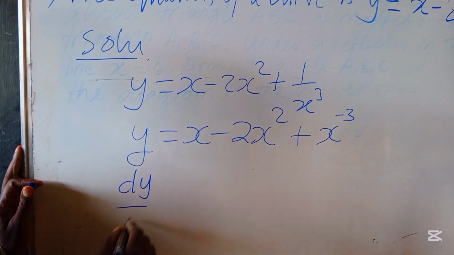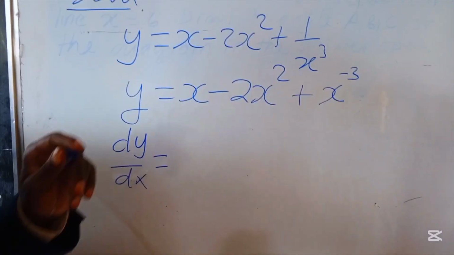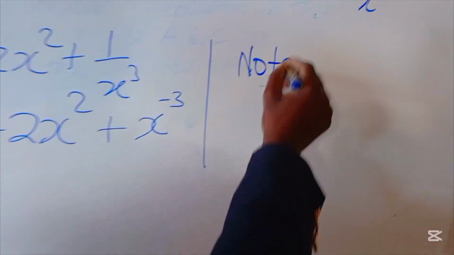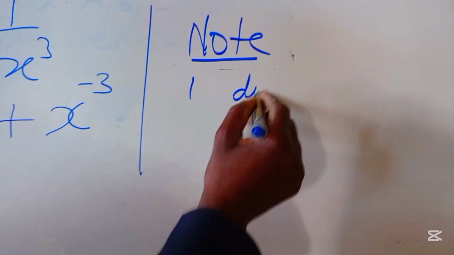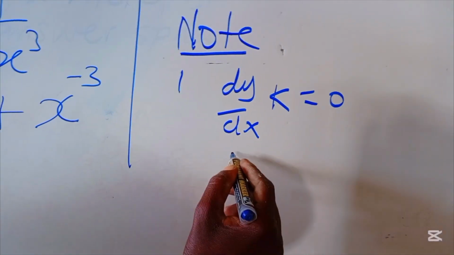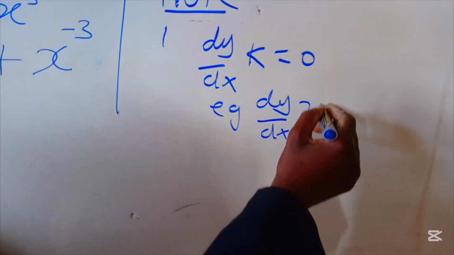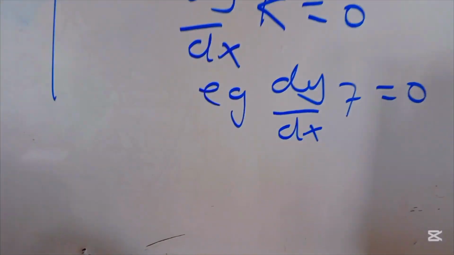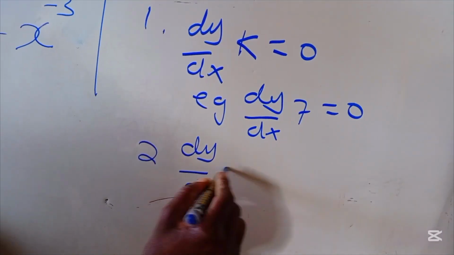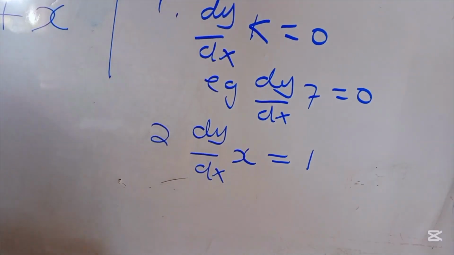How do I find dy/dx? From today onwards, you should understand the following should be noted. Number 1, dy/dx of a constant is always 0. For example, dy/dx of 7, the answer is 0. Number 2, dy/dx of x, the answer is always 1. So that's how it is.